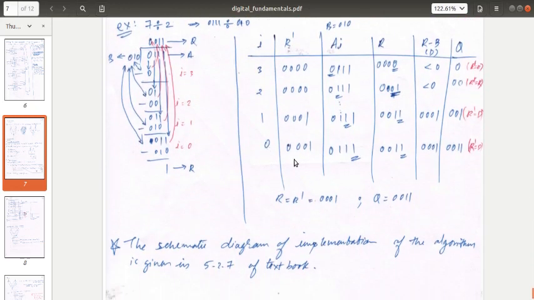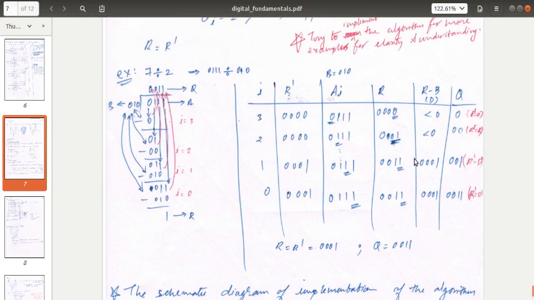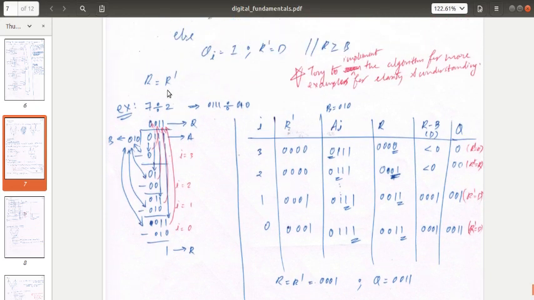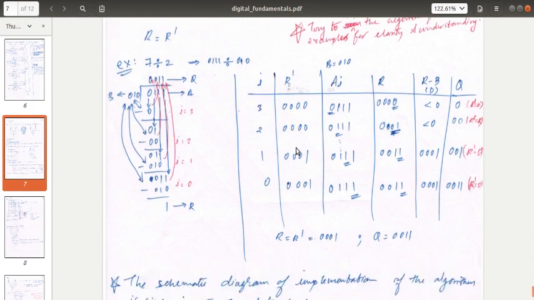Now that I equal to 0 is done, we terminate the execution of the loop, and the last condition is that R equal to R bar. Here our R bar is 1, so we put R equal to R bar. So R equal to R bar equal to 0 0 0 1, and the quotient equal to 0 0 1 1. That is what we got here. And 7 divided by 2 is 3, and there will be a remainder of 1.